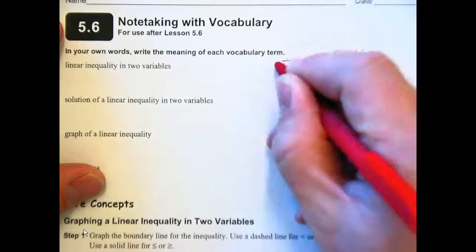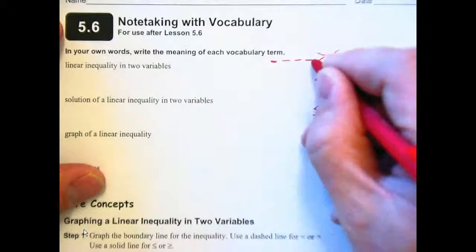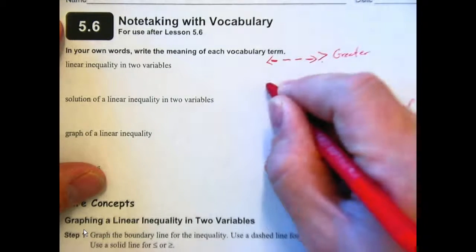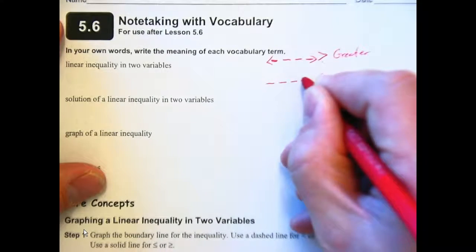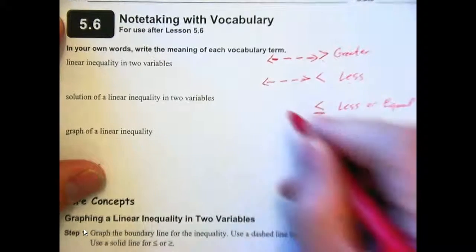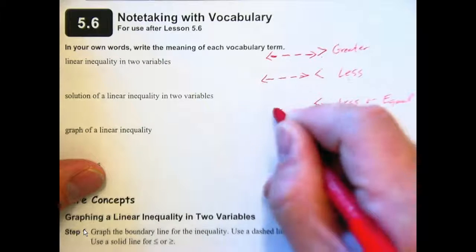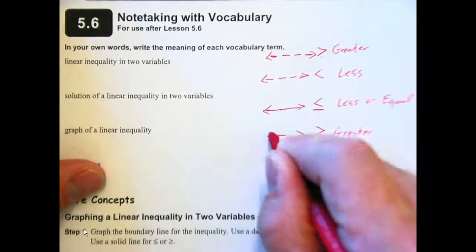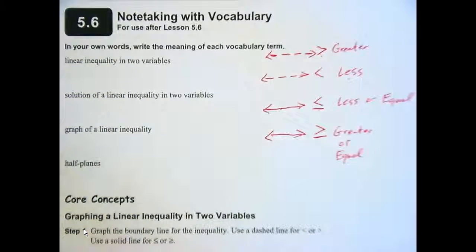so when you have two variables, you're going to have a line. When you're dealing with this, we have a dashed line. These, the greater than and the less than, are dashed lines, whereas the equal to pieces are solid lines, just like our normal line, which is an equal.